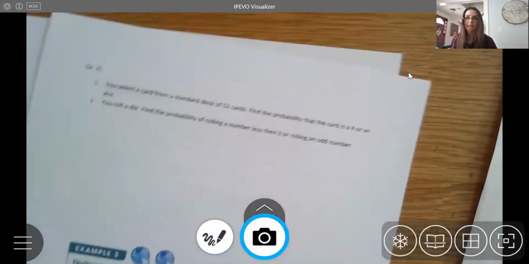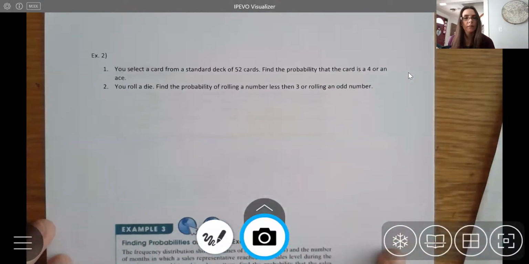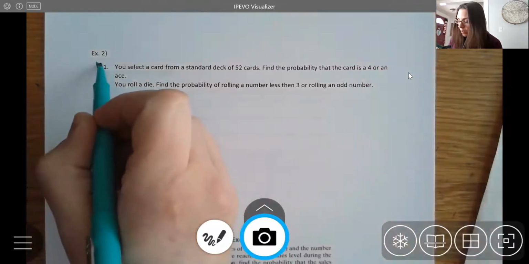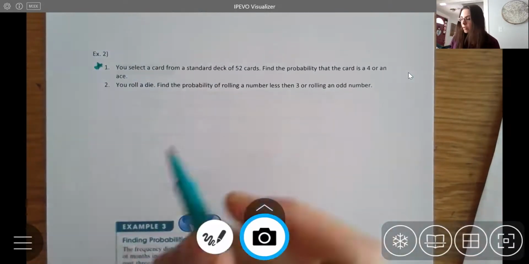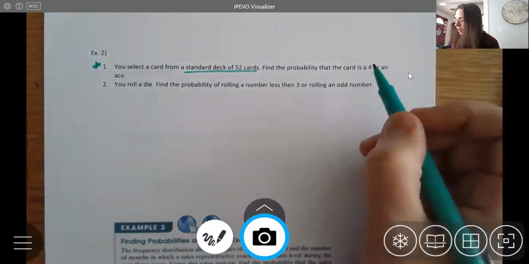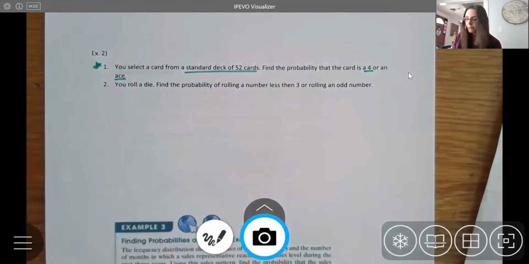All right, so let's try it. So we're going to do 2 examples here. So let's start with example 1. So you select a card from a standard deck of 52 cards. We're going to find the probability that the card is a 4 or an ace.